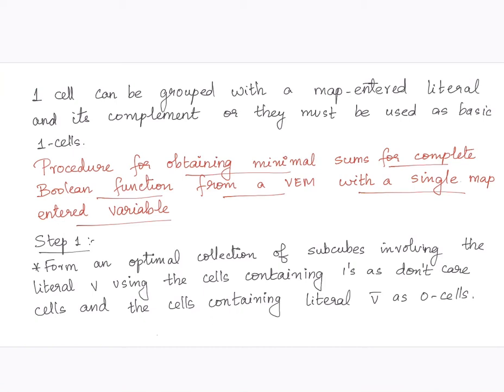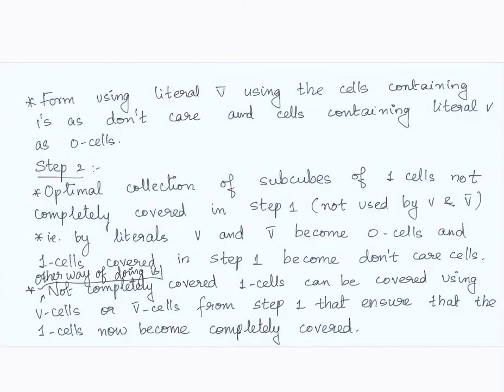Now the procedure for obtaining minimal sums for a complete Boolean function from a VEM, variable entered map, with a single map entered variable. So this is considering only a single map entered variable. The first step is to group all the subcubes involving literal V, considering all the 1 cells as don't care and the cells containing V bar as 0 cells. So all the V literals should be grouped. After this, all the literal V bar should be grouped, considering 1 cells as don't care and cells containing literal V as 0 cells.